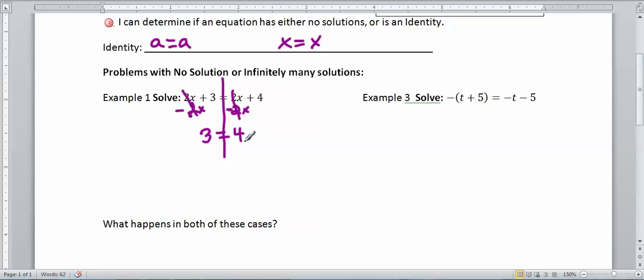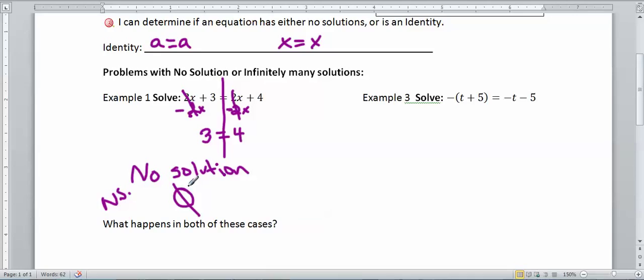Now the problem here is that this defies my identity. 3 is not equal to 4, ever. So in this case, I do not have a solution for x. There is no x that's going to satisfy or balance this equation. So this one is a no solution type of problem. And you can represent that in several ways. We have no solution written out, no solution abbreviated, or 0 with a line through it.